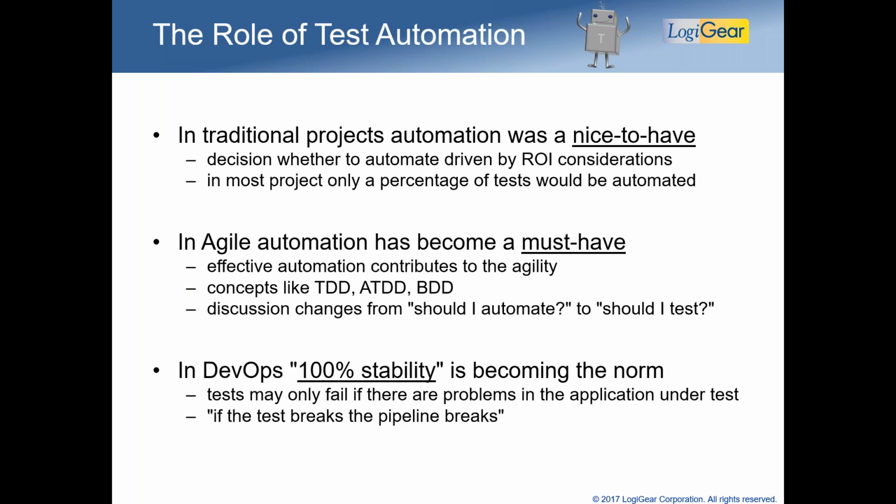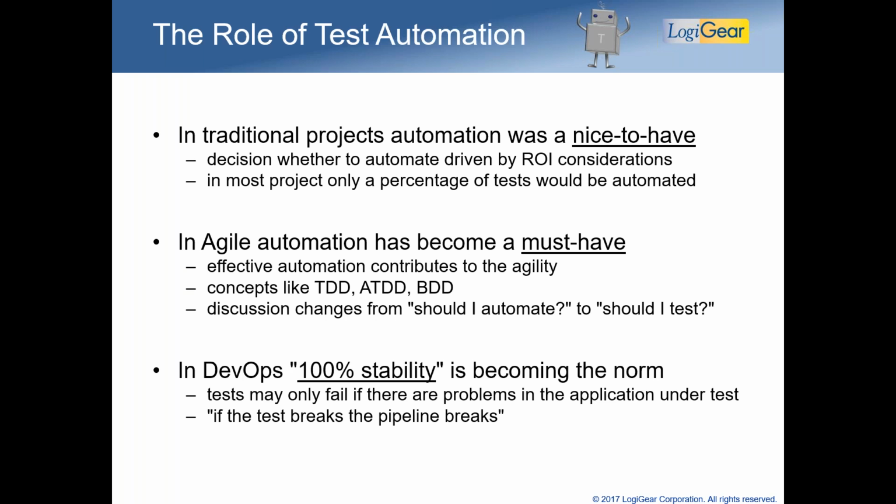I've been working with test automation for a long time already. When I came into the industry, test automation was kind of a nice to have. And when you were talking with a manager or a customer, there would always be that question: what should I automate, what should I not automate? And the discussion was usually based on an ROI, a return on investment. How much does it cost me, and how much does it benefit me? And based on that, should I automate or not? So in most projects, a typical automation rate would be maybe 30% or 40%, but definitely not everything.